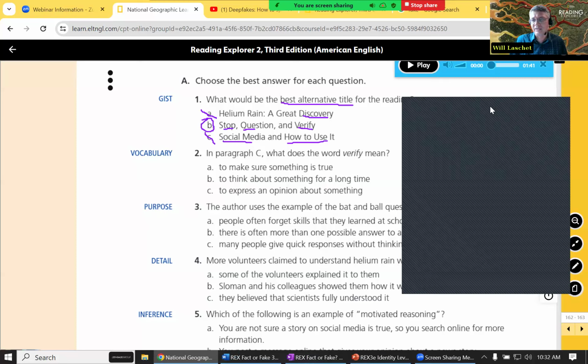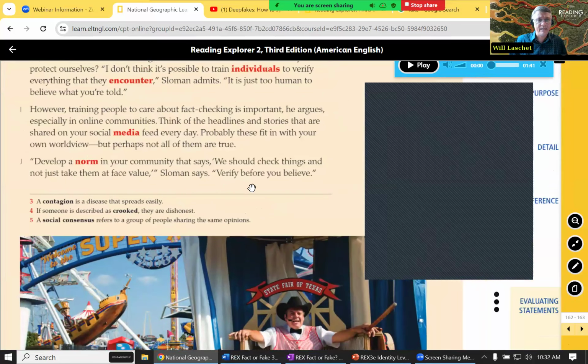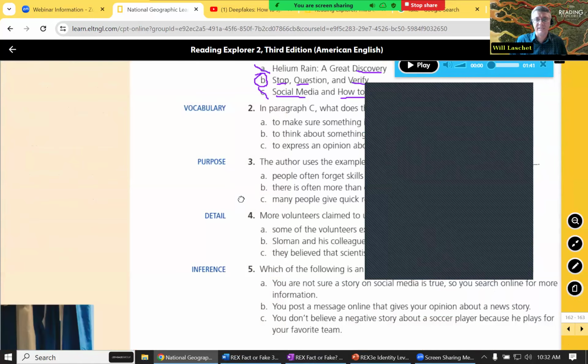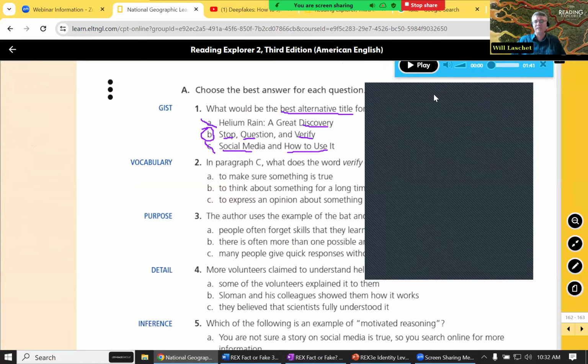Okay, when we got to the end of the article, we can see the last thing here. It tells us to verify before you believe, right? So even in the conclusion, it's telling us to verify. So we can say that that's the right answer. Stop, question, and verify. Okay, let's have a look at a couple more of these questions.